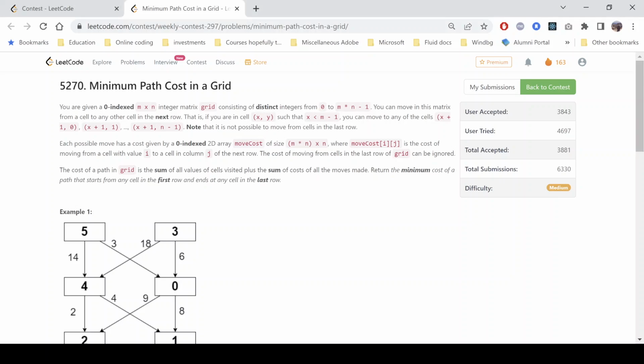In this video, we'll discuss the second problem of LeetCode Weekly Contest 297. It's a medium level problem. The problem name is Minimum Path Cost in a Grid.